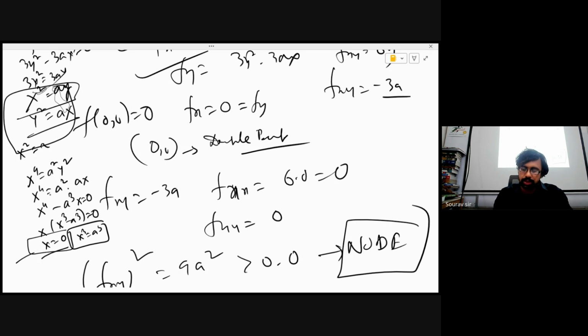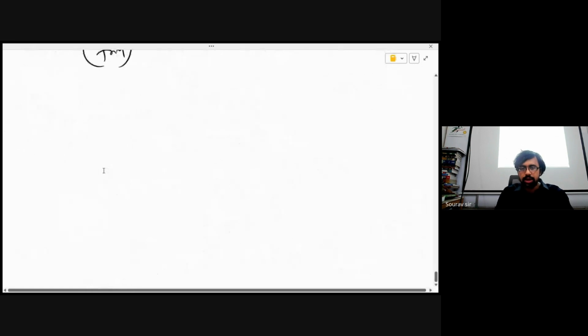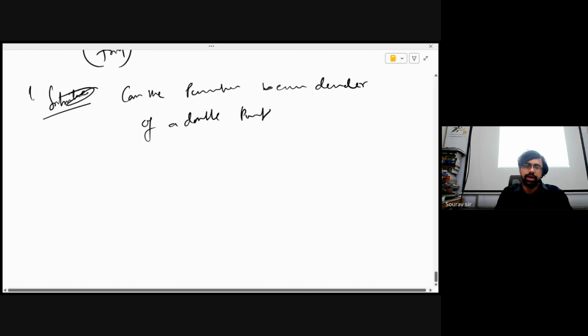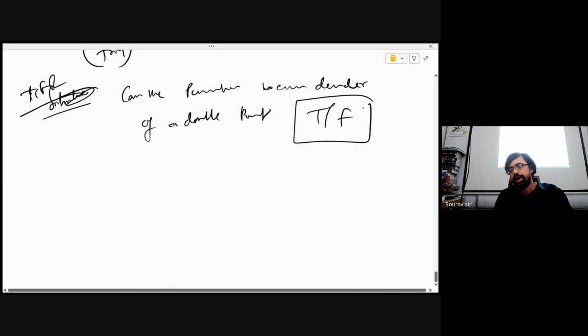Next, another one. This is a subjective type. Can the parameter become decider of a double point? Oh, sorry, this was came in TIFR, और ये ट्रू फॉल्स में था. एक पैरामीटर डिसाइड कर सकता है कि डबल पॉइंट होगा कि नहीं, सिर्फ पैरामीटर और कुछ नहीं. आंसर है भैया बिल्कुल हो सकता है. यस, कैसे करेंगे?